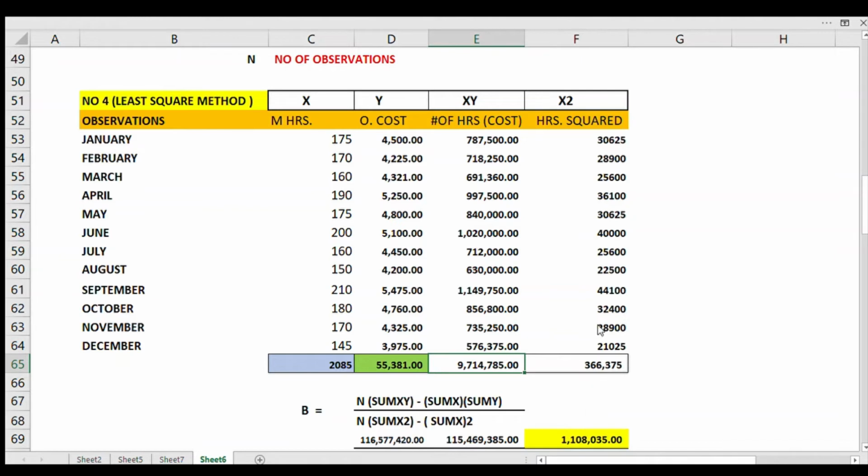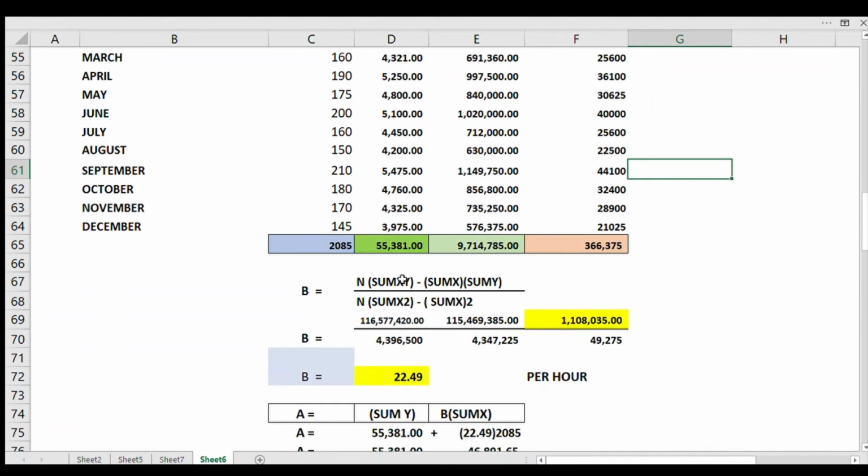Ito ngayon ang summation of XY, and we will also get the square of your X. Every number of hours will be squared, no? Every number of hours is squared, and we will get the X squared. This is what we call the summation of X squared. Ito yung summation of X squared. So, ito ngayon yung formula, no? Yon. And again, yung n, yun yung 12.